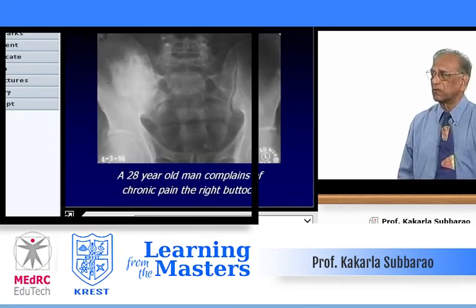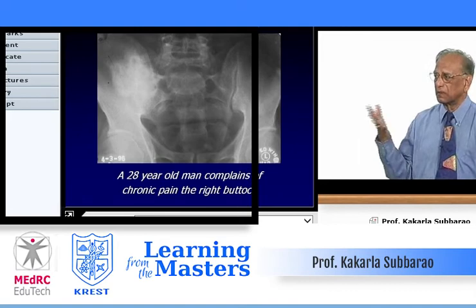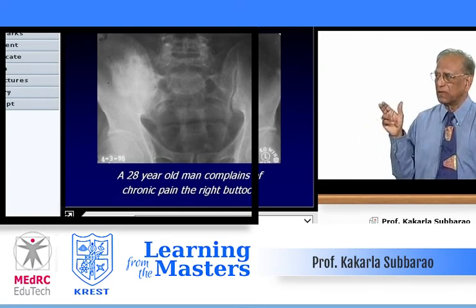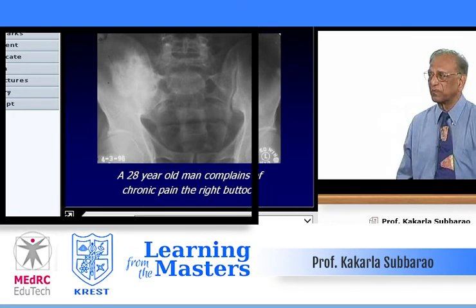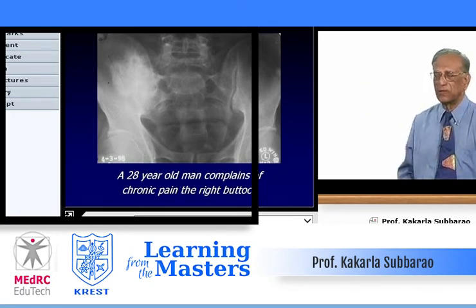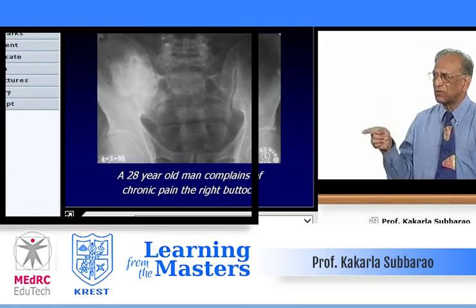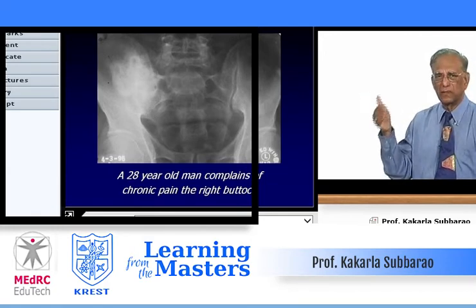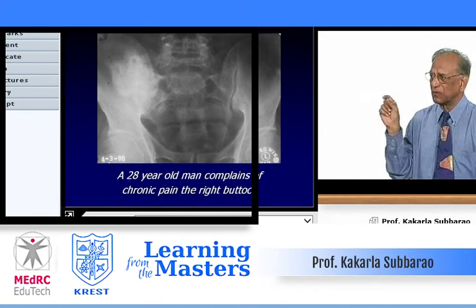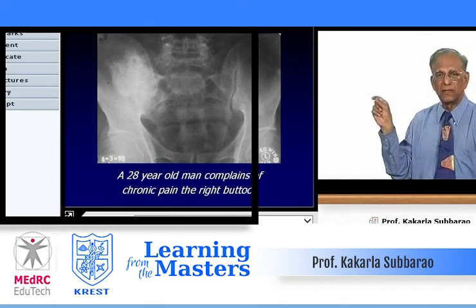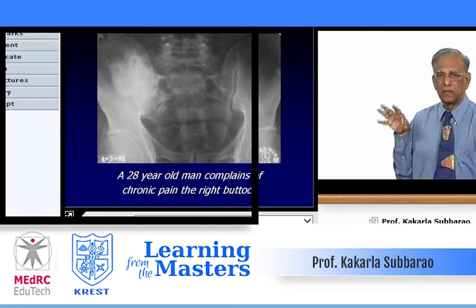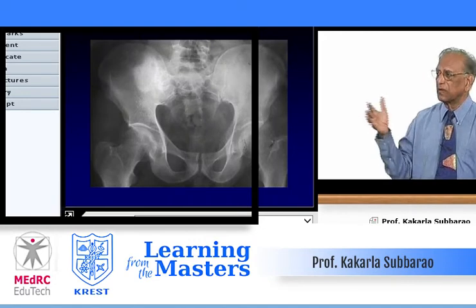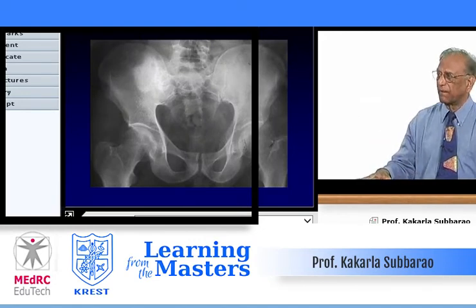A 28-year-old man complains of chronic pain in the right buttock. In a radiograph of the pelvis, what do you see? Sclerotic density in the right iliac bone. And it is superimposed over the sacroiliac joint too. The joint itself is normal, although we don't see much, all we see is haziness, but if you compare the space between the right and left sacroiliac joints, they look normal. The most important is irregular, homogeneous type of sclerosis. Again, same finding that you see in the pelvis.